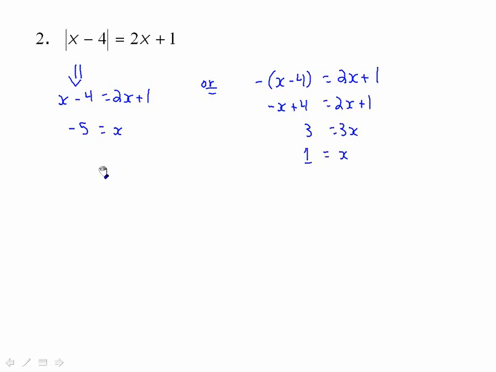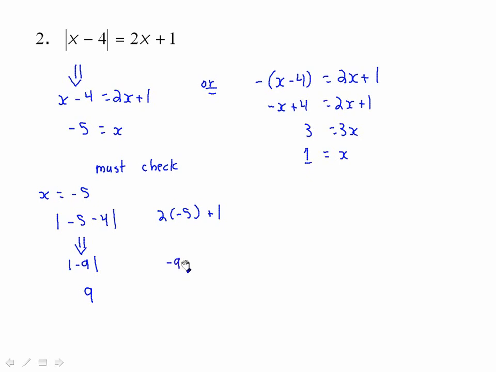Now, the other thing with these absolute value questions is we must check. We didn't on the first one because it was so simple, but here we do need to take our answers and see if they work. So when we see x equal negative 5, replace that in. Absolute value of negative 5 minus 4 is supposed to be equal to 2 times negative 5 plus 1. Negative 5 minus 4, of course, is negative 9, absolute value of. We take the absolute value of it, we get positive 9. And then on the right side, 2 times negative 5 is negative 10 plus 1, right to negative 9. And here's the problem. Negative 9 is not equal to 9. So we have to reject x equal negative 5.